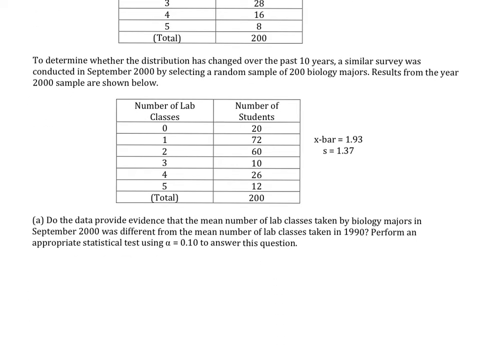A, do the data provide evidence that the mean number of lab classes taken by bio majors in September 2000 was different from the mean number of lab classes taken in 1990? Perform an appropriate statistical test using alpha equals 0.1 to answer this question. Okay, so it tells us that we need to carry out a test. It gives us alpha. This is how the College Board AP test is going to be worded. It's very specifically going to say carry out a test. We want to know, did the mean number of lab classes change? What test would we be carrying out to do that?